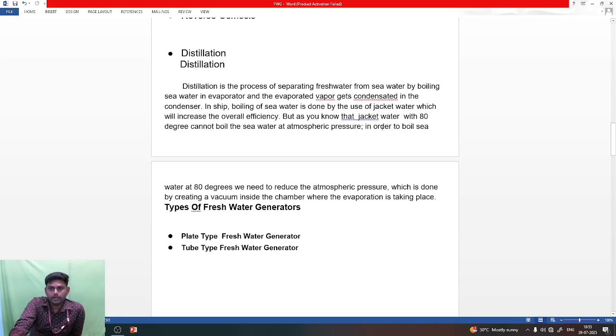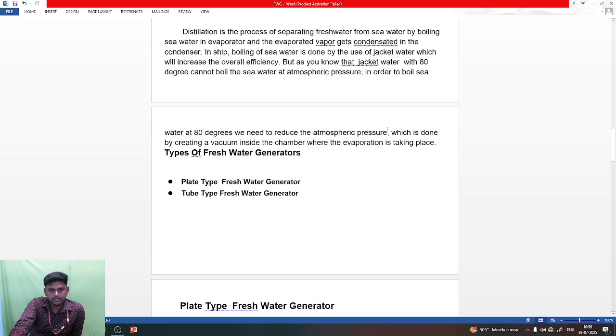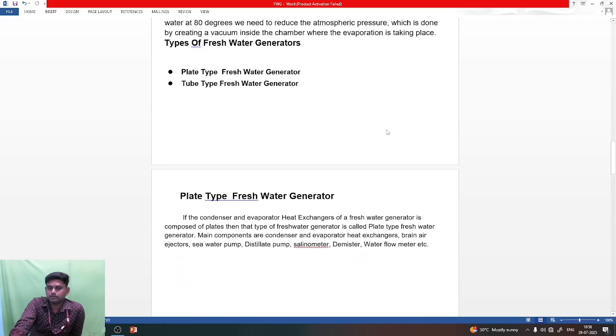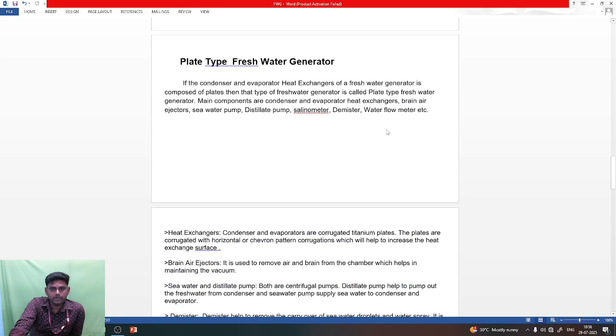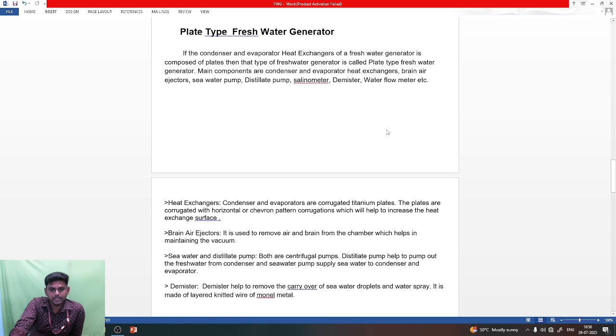As we already saw, the seawater gets boiled at 80 degrees Celsius. Normally the boiling point is 100 degrees Celsius, but when we create the vacuum inside the chamber, the boiling point becomes 80 degrees Celsius.